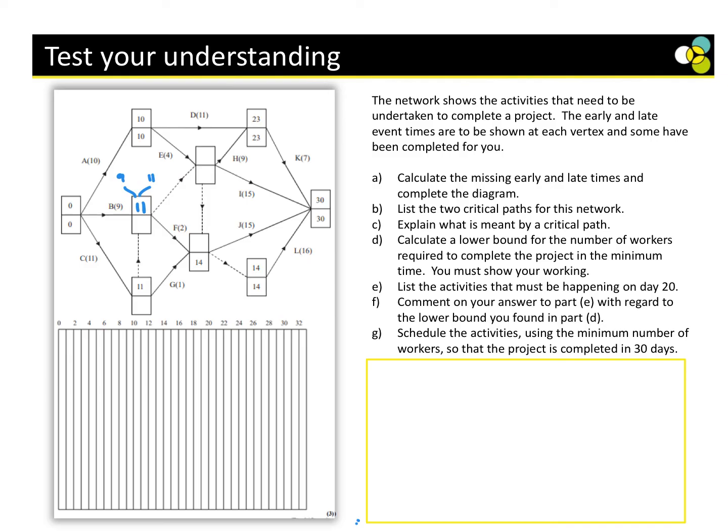Okay, from E, I can either go 14 or 11. Which one am I going to choose? 14. From F, I can either go 13, 12, or 14. Which one am I going to choose? 14. Done. Okay, perfect. So that's our forward pass.